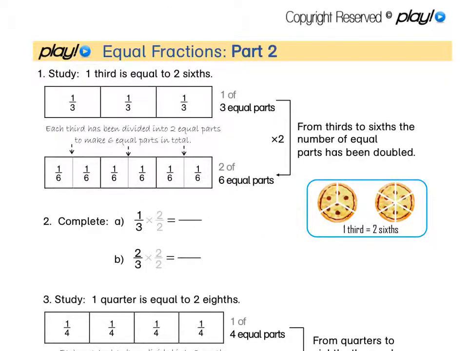Let's study 1/3 is equal to 2/6. So yeah, we see 1 of 3 equal parts. If we shade that in here, so there's 1/3. You can do it neater. Now that is exactly equal to 2 of 6 equal parts. You see, if we go down here, it's equal to those 2 of 6 equal parts.